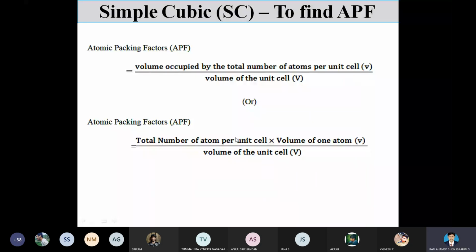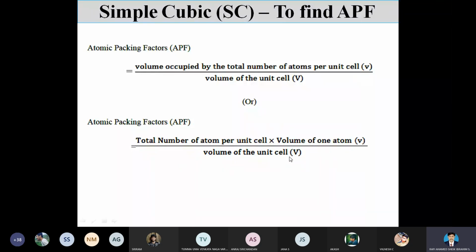First thing, the total number of atoms per unit cell is 1, multiplied by the volume of one atom. The volume of one atom is nothing but the volume of a sphere. We know the formula: the volume of a sphere is 4 by 3 pi r cube. So in the atomic packing factor, the first parameter is n, the second is the constant term 4 by 3 pi r cube, divided by the volume of the unit cell.